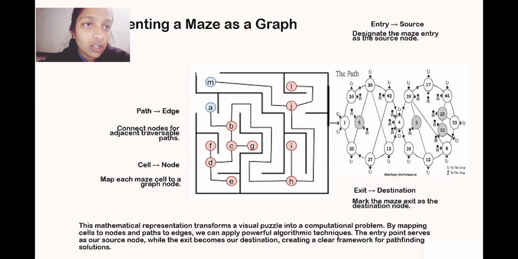So this is the visual representation of a maze as a graph. Firstly, it has an initial point, which is known as the source node, and the exit, which is known as the destination node, where each cell is represented as a node and each way is represented as a path.